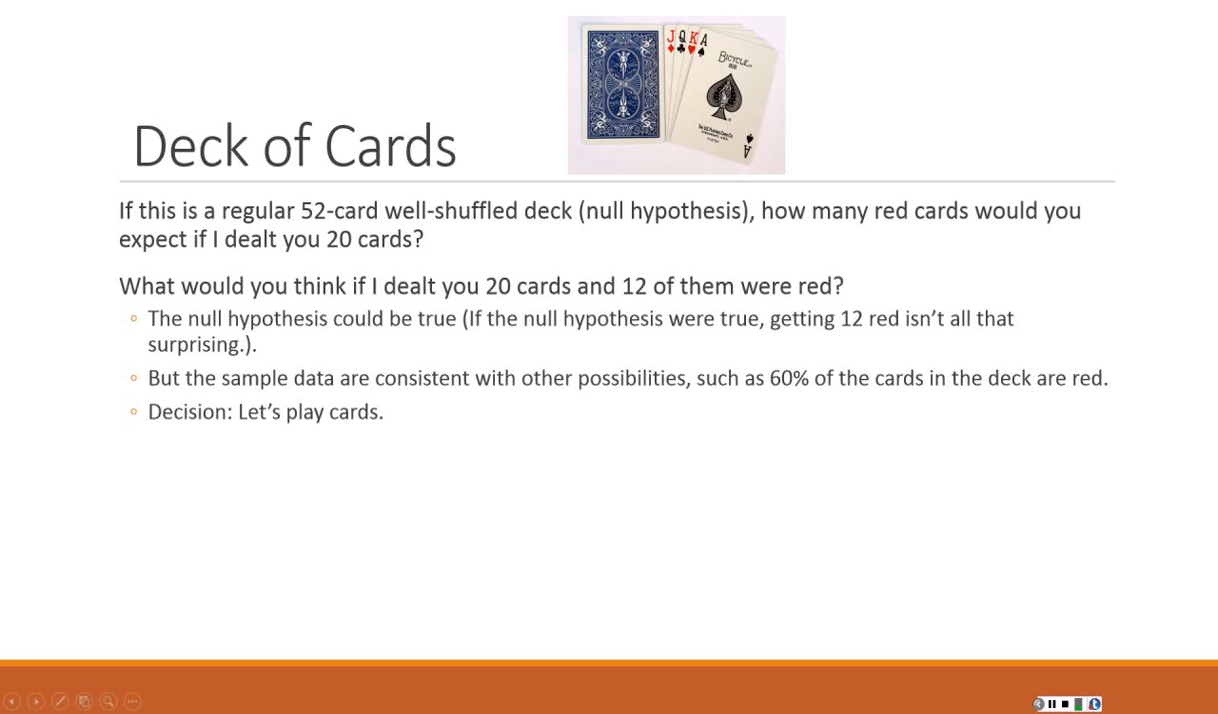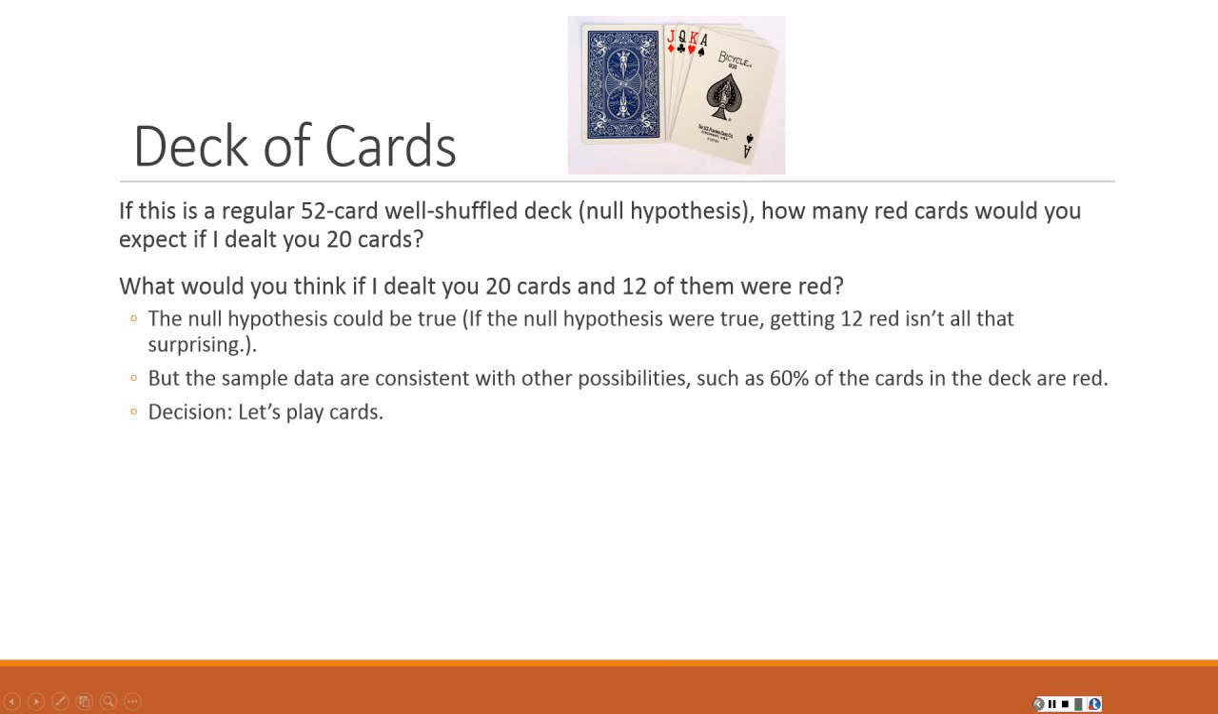Of course, we can't accept that it's a fair deck, because this is what I meant about that. We really can't support the null hypothesis, because obviously you have 12 out of 20. Well, maybe 60% of the cards are red, or 63% or something like that.